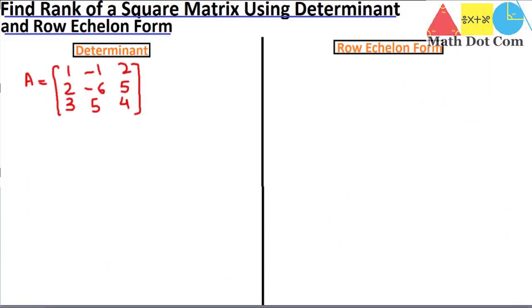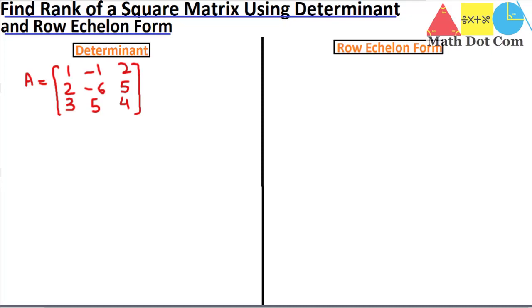Hello everyone, today's topic is how you can find the rank of a square matrix using two different methods. One is the determinant method and the other is the row echelon form. Keep in mind that this video is about the square matrix, where the number of rows is equal to the number of columns. I'll discuss the rectangular matrix in detail as well, but here we will use only examples where the matrix is a square.